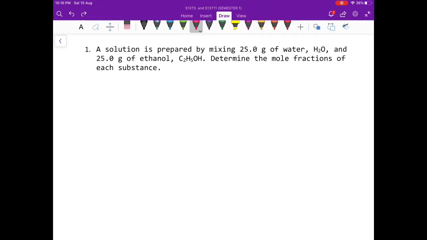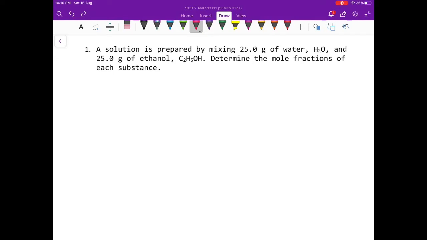So we will continue to discuss our tutorial question number 4. Let's read the question together. A solution is prepared by mixing 500 gram of water and 25 gram of ethanol. Determine the mole fraction of each substance. We can read the question.